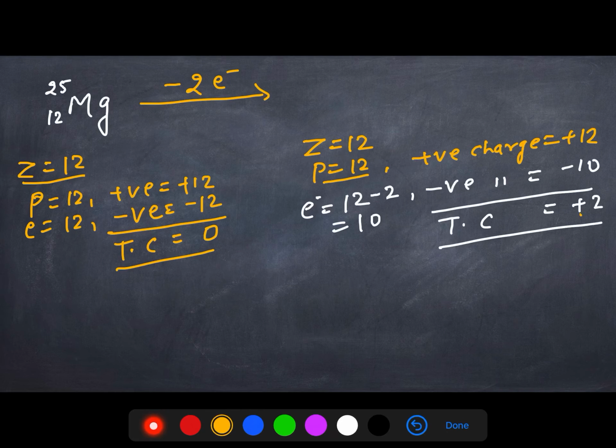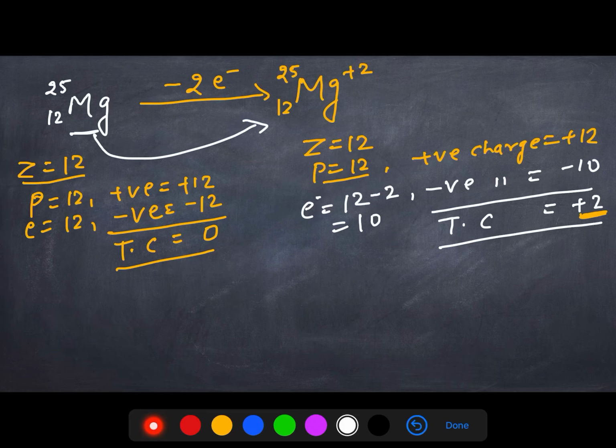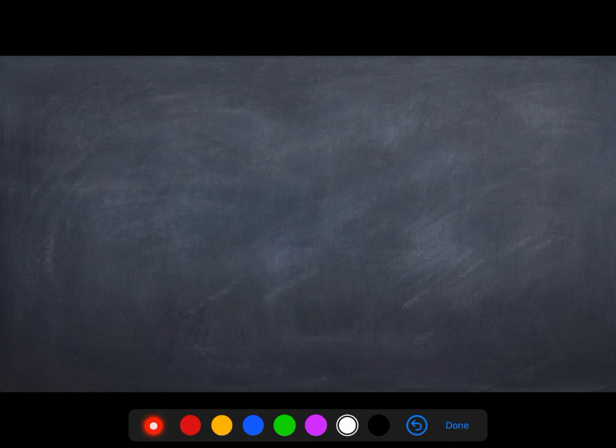And if you calculate the total charge, you get plus 2. This total charge, the net charge, will be reflected over the atom on the right hand side here. Atomic number remains same, atomic mass remains same, right? So can we say that magnesium formed a cation over here, right? Now let's see the general example.